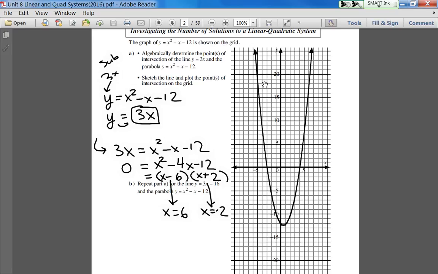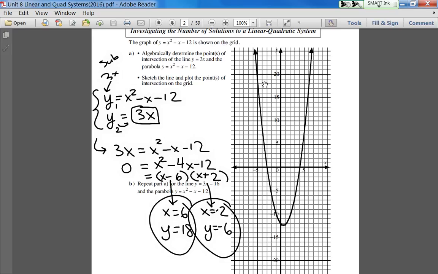So go and get the y, right? So which one's easier to work with, y1 or y2? y2 is way easier to work with, right? You just take the x and scale by 3. So times that by 3, you got 18. Times that by 3, you got... And those are the two answers that we plotted, right? Yep. Hallelujah.